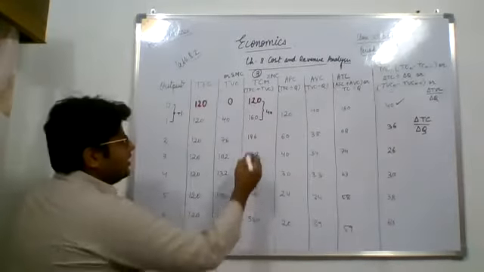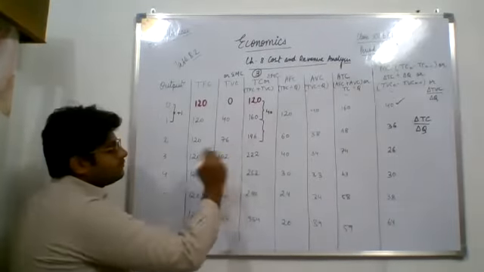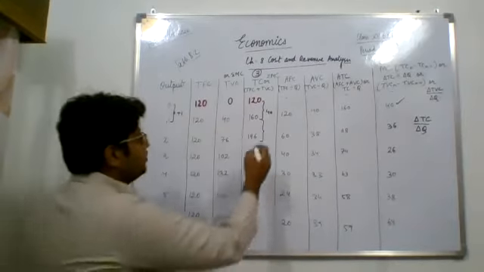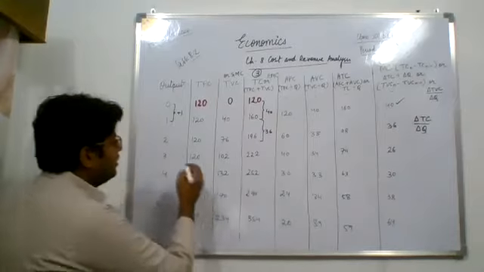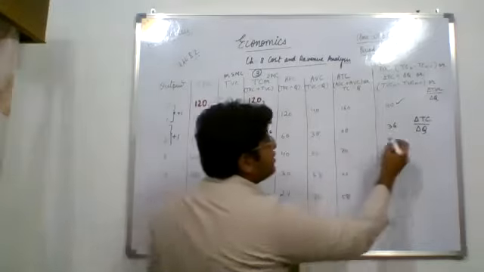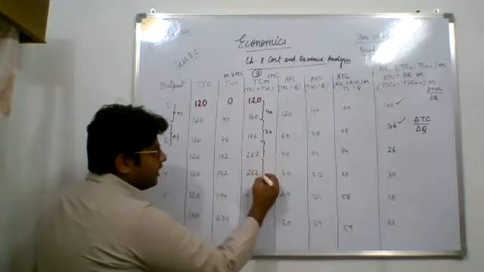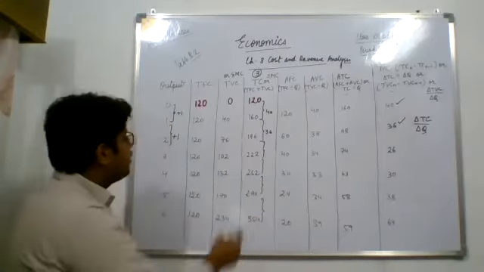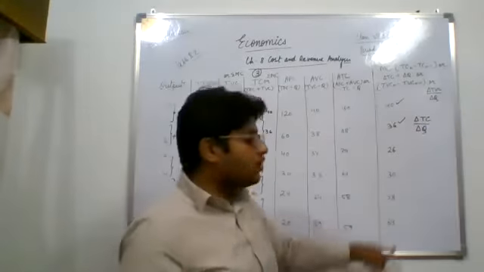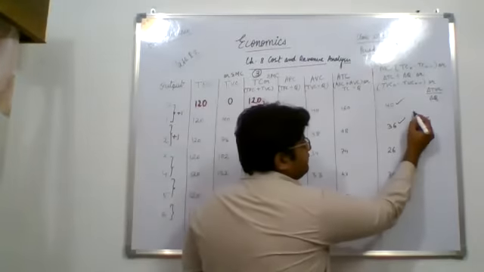Then again, in the next step, the change in total cost is 36, and my output is again increasing by 1 unit. So my marginal cost will become 36. Likewise, when you divide the change in total cost by the change in output, we will be deriving our marginal costs. This is the first way to calculate the marginal cost.